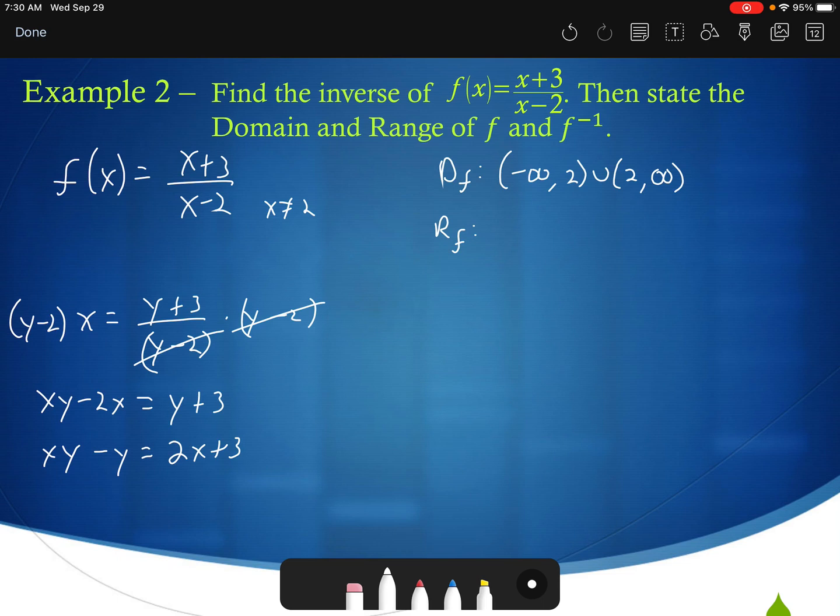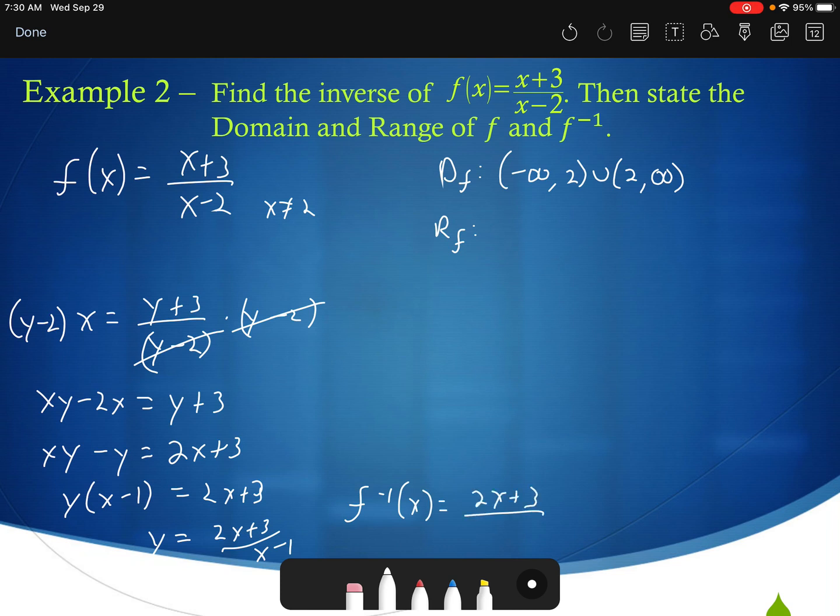Okay? So we subtracted y and we added 2x to each side. Then we can factor out a y. See that? Factor out a y, you get x minus 1. And then we divide by x minus 1. So our inverse is f inverse of x is (2x plus 3) divided by (x minus 1).